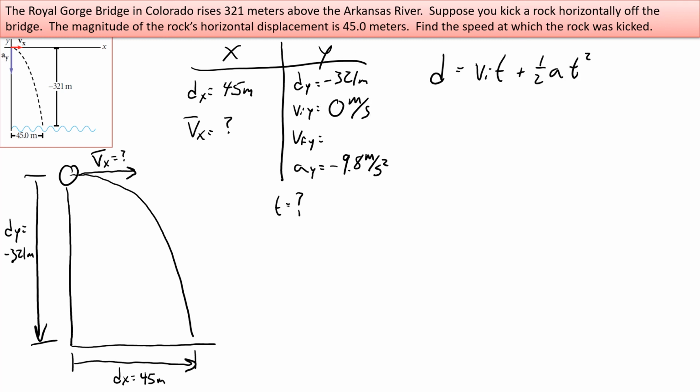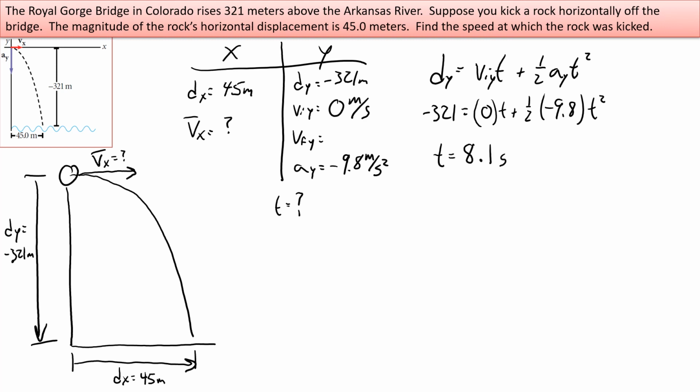using our equation that does not have VF in it, and writing in our subscript so we don't get confused when we plug in our displacement. It's the 321 displacement. So negative 321 equals this big mess. And then when you solve, you do some algebra. Don't forget to take the square root and you get about 8.1, a little less than 8.1 seconds.